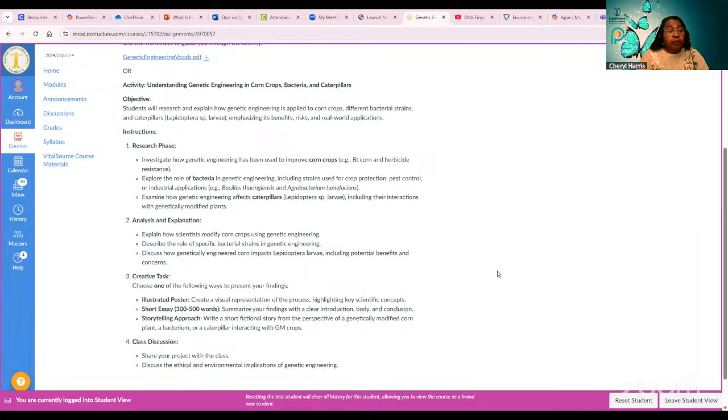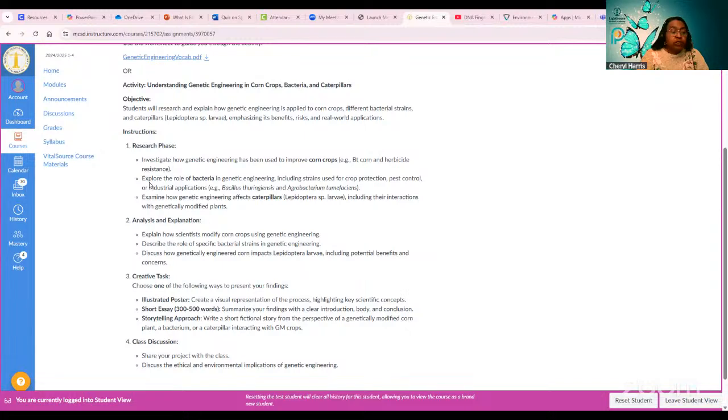All righty. If you're doing the essay, you needed to have linked the topics in part one with part two. So the first one says investigate how genetic engineering has been used to improve corn crops, in particular the Bt corn and the herbicide resistant, but you also want to take point number one in part two. Explain, which usually means more than one sentence, how scientists modify crops using genetic engineering. So those two points go together.